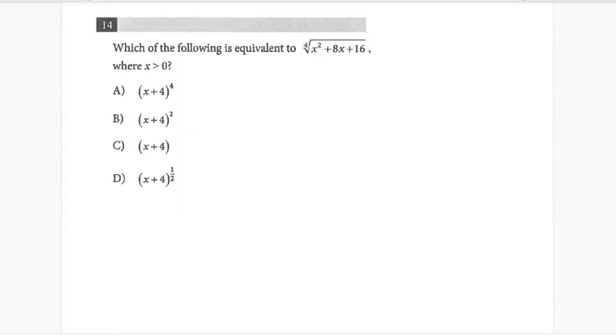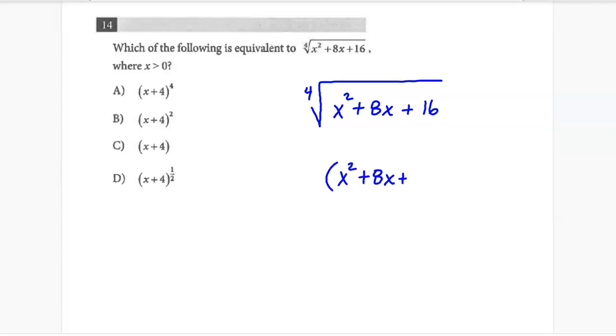All right, number 14. This one looks like it's getting a little bit tougher. Which of the following is equal to that expression? It's kind of small, so I'm going to rewrite it here. The fourth root of x squared plus 8x plus 16. And one thing to know about fourth roots, this is the law of exponents. It's really saying that instead of putting the fourth root, I can raise x squared plus 8x plus 16 to the 1/4 power. So that's something you need to know.